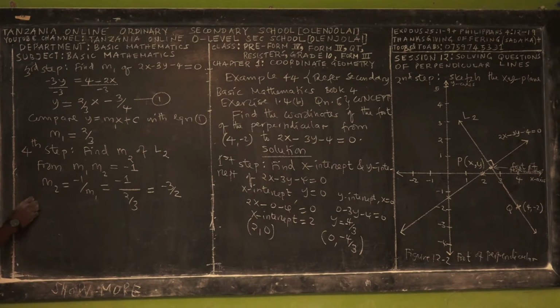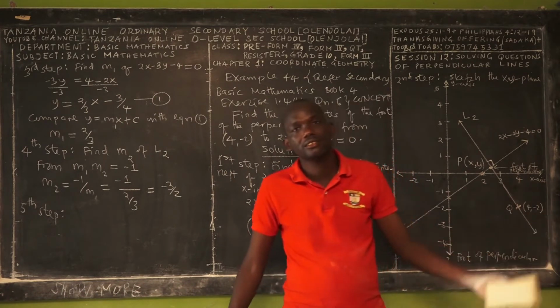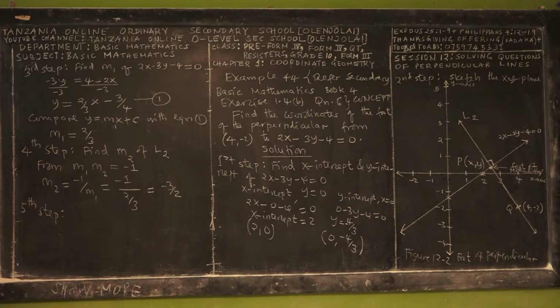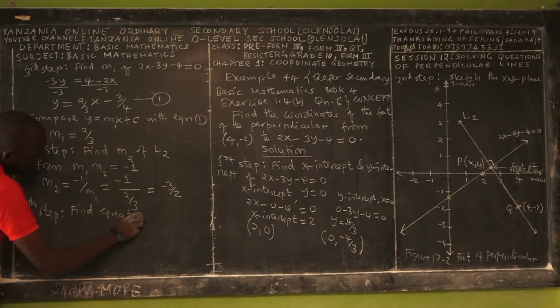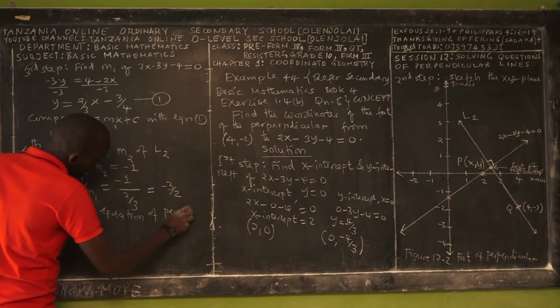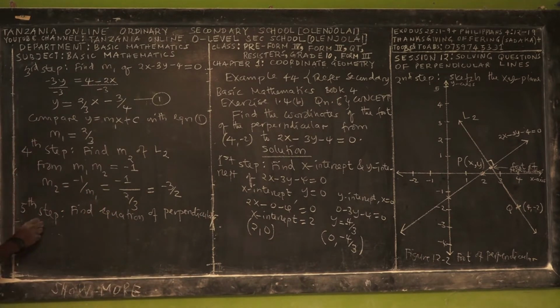The fifth step. You can also determine the coordinates of the foot of perpendicular if you use an appropriate scale. That might be a little bit of a challenge. Okay? So the fifth step, we say that now let us find the equation of the perpendicular line. Find the equation of the perpendicular line.